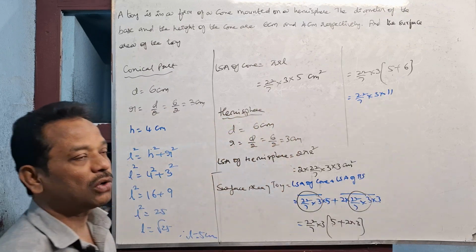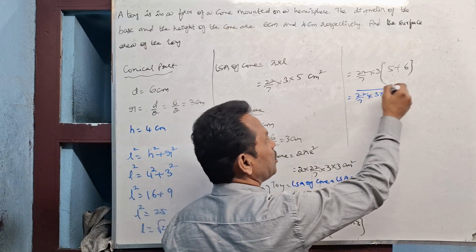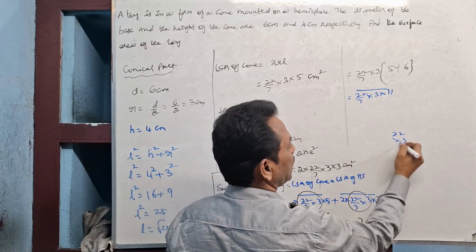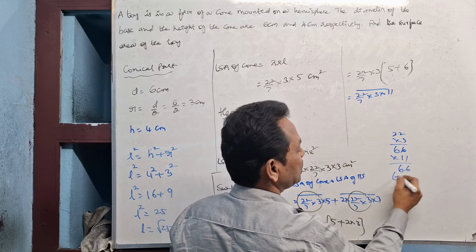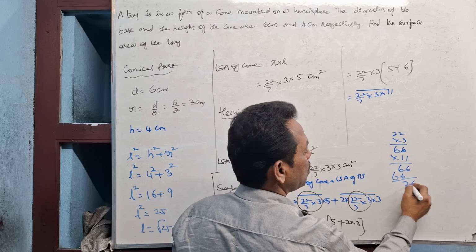Okay, bacho? So what do I do here? First multiply all the numbers in the numerator. So 22 into 3 gives you 66, into 11. 66 into 11, what will you get? 726.